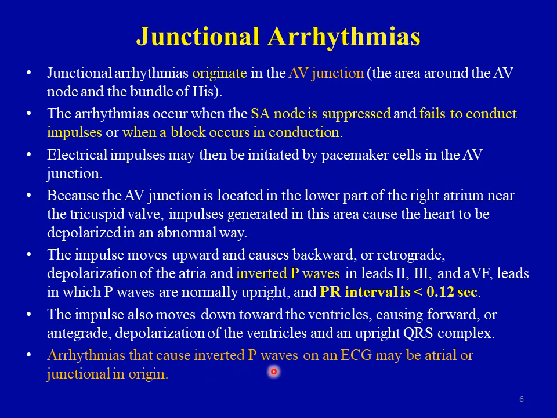Arrhythmias that cause inverted P waves on an ECG may be atrial or junctional in origin, because if the atrial arrhythmia is originating from a focus down in the atrial wall, very close to the AV junction, or to the junction between the atria and the ventricles, it can also propagate retrogradely and cause an inverted P wave. But there will be a difference in the PR interval duration, as we'll see in the coming slide.